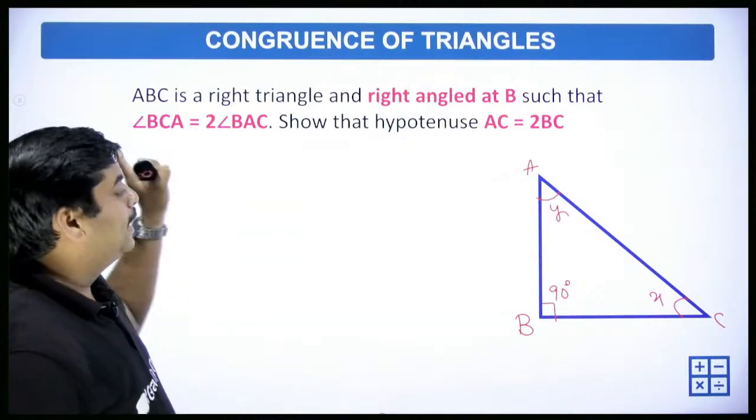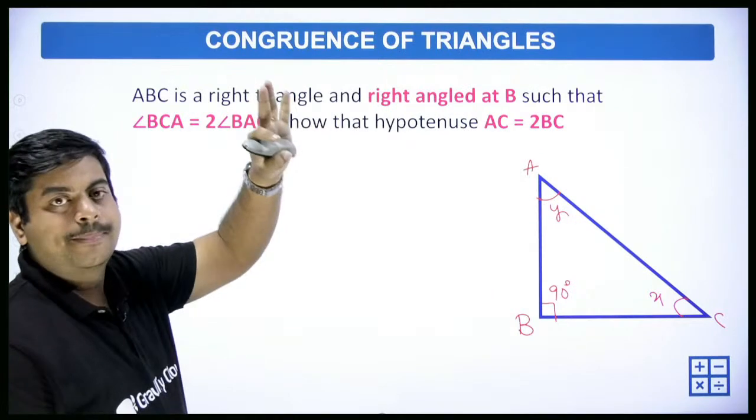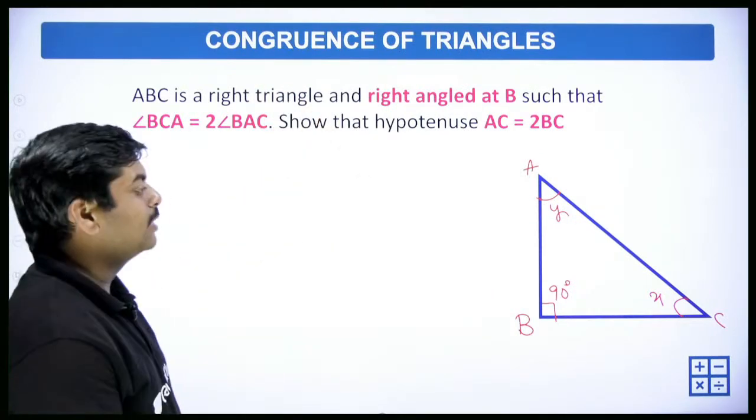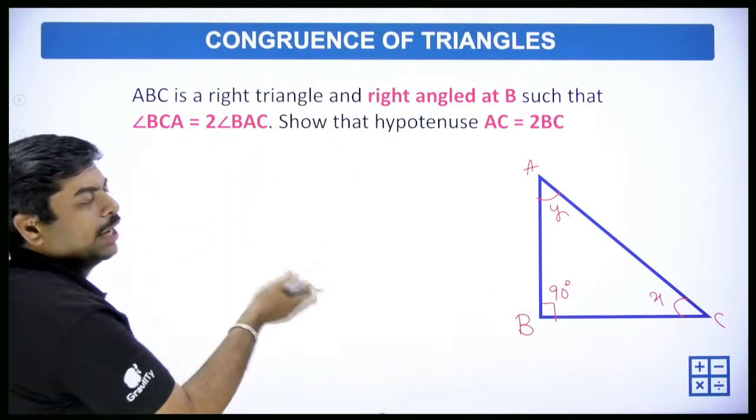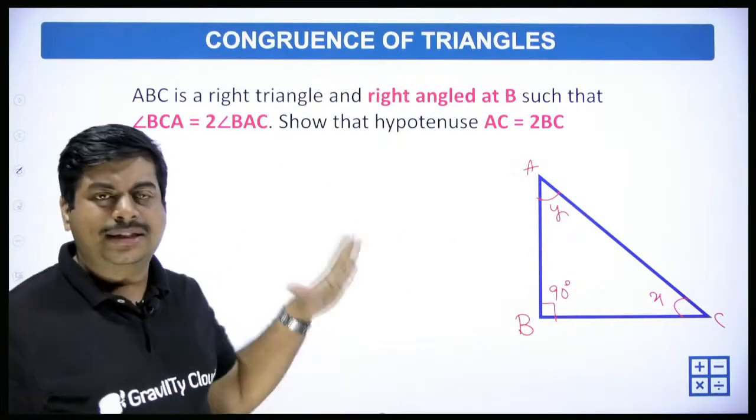Such that angle BCAX is equal to twice of angle BAC, right? So you can say that X equals 2Y, or 2Y equals X, whatever the relations are. I'm not going to do that. Very easy. Try to understand the question.